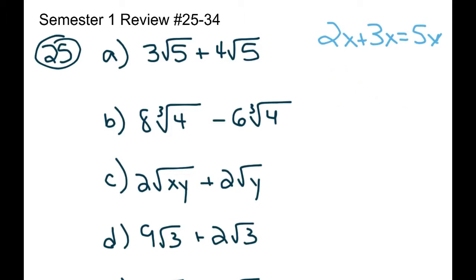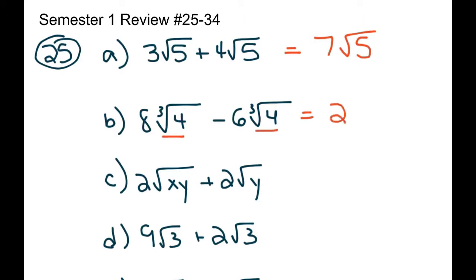As long as the radicals have the same root index and the same number or letter or combination of numbers and letters under the radical, they can be added. So 3 the square root of 5 plus 4 the square root of 5 is just 7 the square root of 5. Notice that you don't actually add the 5's under the radicals. They work like your x's. In B, 8 the cube root of 4 minus 6 the cube root of 4, well, they have a like term, and 8 minus 6 is 2.